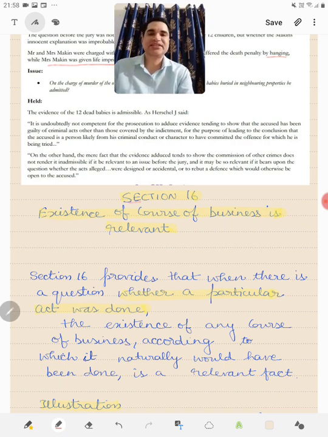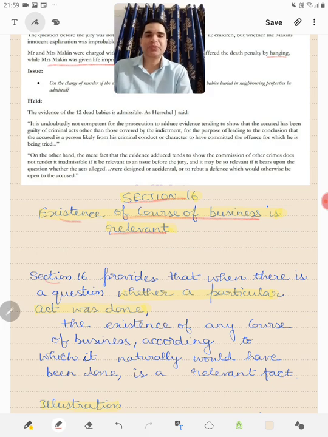Now let's see section 16. What section 16 says is that when the existence of a course of business is relevant. Now, course of business means the way a particular act is done, the way a particular thing is done. For example, if it is in course of business that school opens at 10 o'clock in the morning and closes at 6, and all the students who come, their attendance is made, then it is relevant in order to show whether a particular person was present in the school or not.